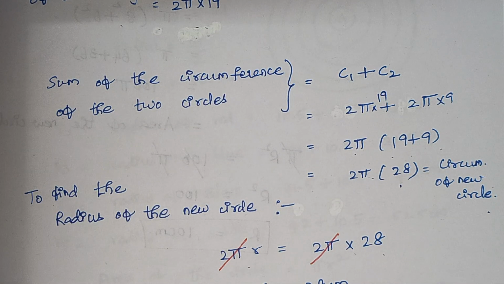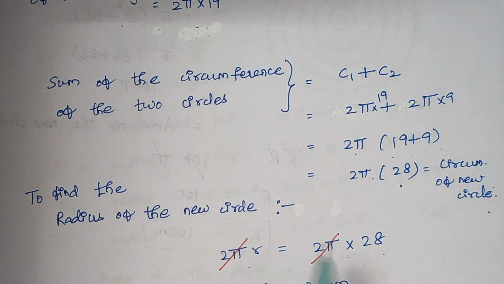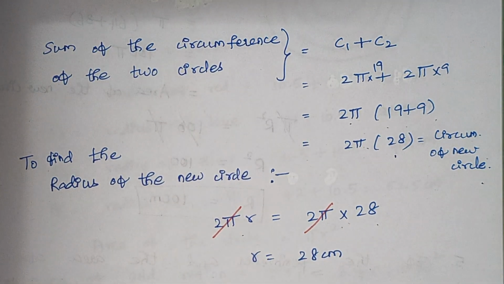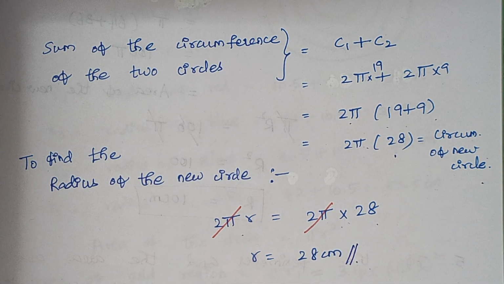We have to find the radius of the new circle. Since these two values are equal, 2 pi cancels on both sides, and finally the radius of the circle is 28 centimeters.